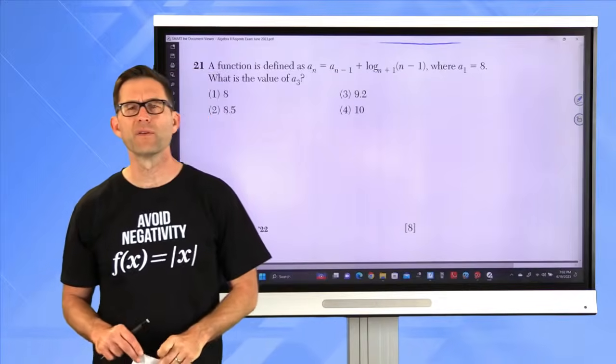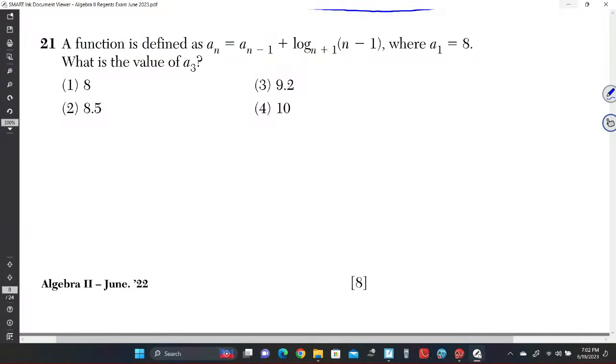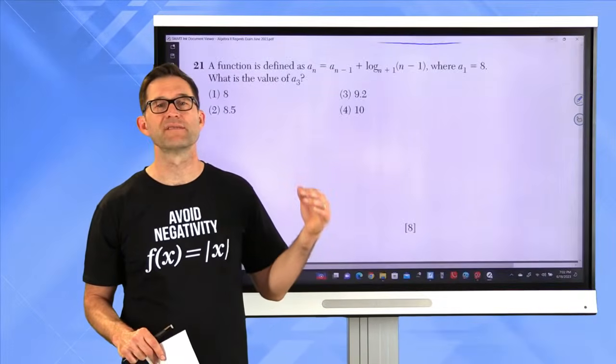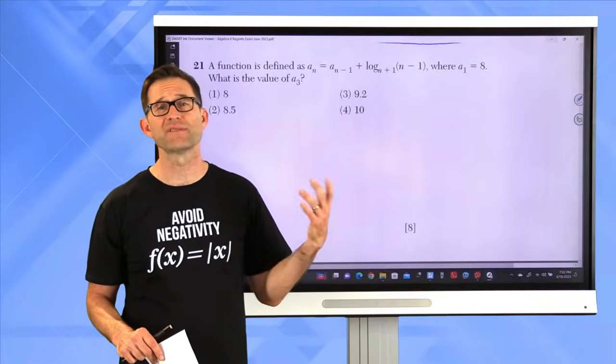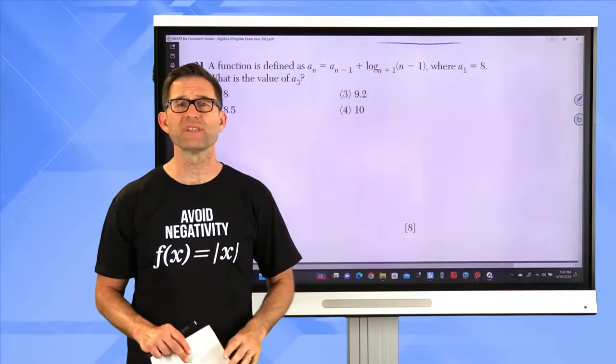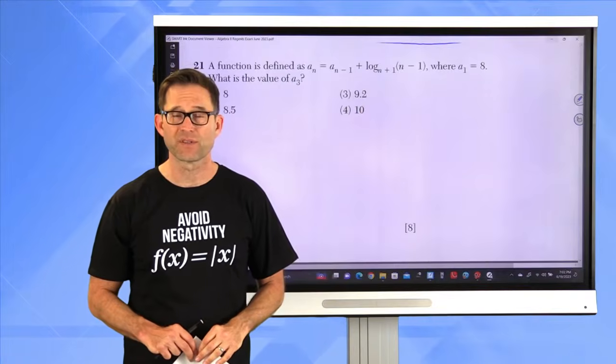All right, let's look at one that looks awfully ugly. Number 21. A function is defined as a sub n equals a sub n minus 1 plus log base n plus 1 of n minus 1, where a1 equals 8. What is the value of a sub 3? Now, I really wish that instead of a function they had said a sequence is defined recursively, because that's what we have here. A recursively defined sequence, all right?